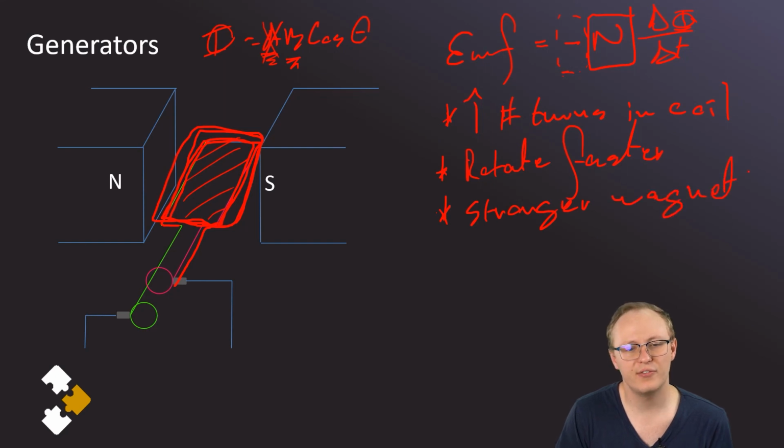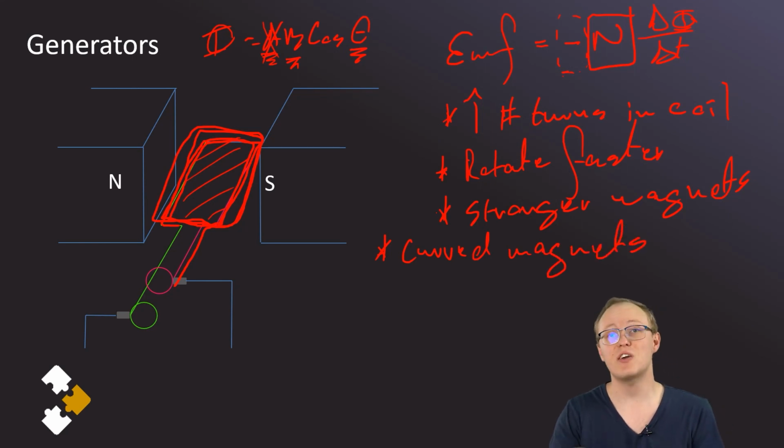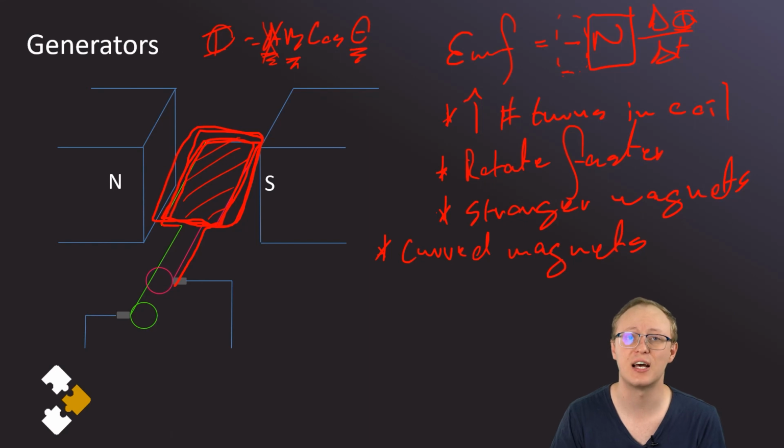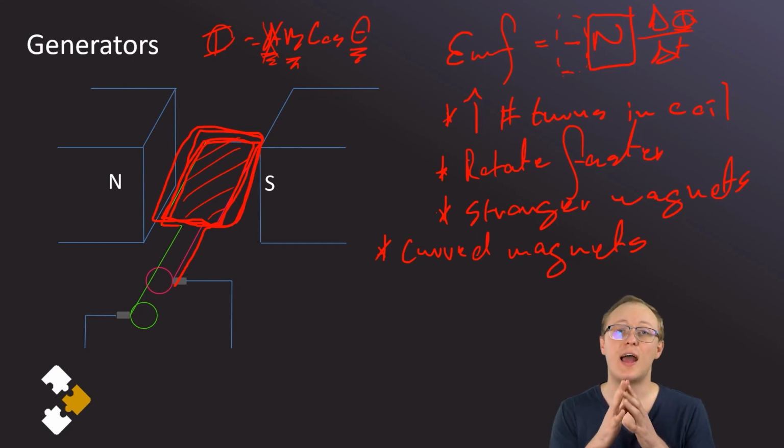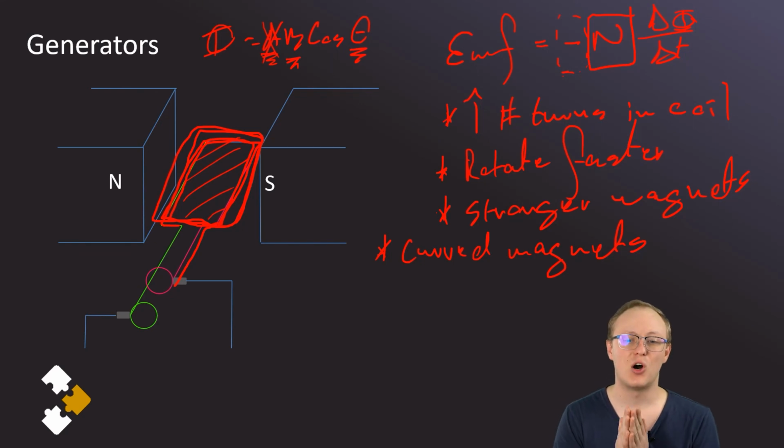Okay? And then this theta term, we can kind of fiddle with that as well by using curved magnets. Curved magnets just basically mean that the armature is going to be cutting the field lines at an ideal angle more of the time, and so we'll get a greater induced EMF. So those are 4 ways that we can increase the output of our generator, which is kind of useful, because the more we can get out, the better.